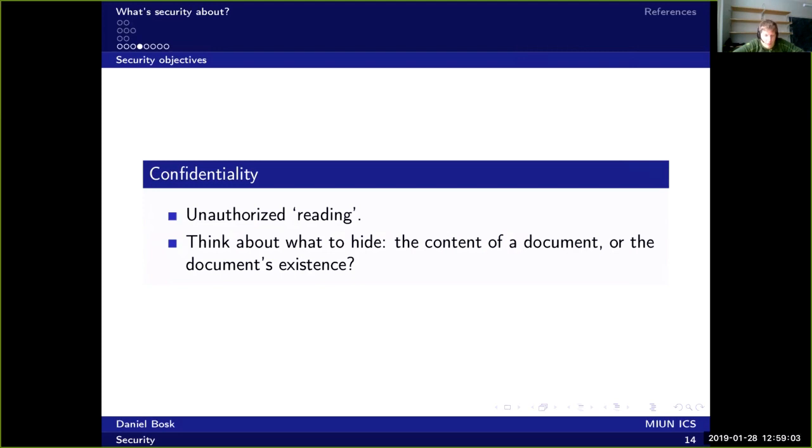So one important thing about confidentiality is to think about what it is that is confidential and what we want to hide. For instance, do we want to hide the content of a document, or do we want to hide even the document's existence? Because those are two different things, because the existence of a document might imply something. So if a document exists, even if we can't read it, that's data, and we might actually be able to infer information about that, which perhaps we shouldn't. Like, for instance, the title of a document might reveal a lot, although its contents is not visible.